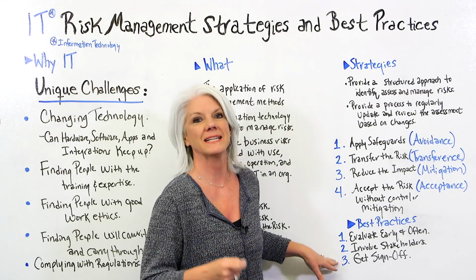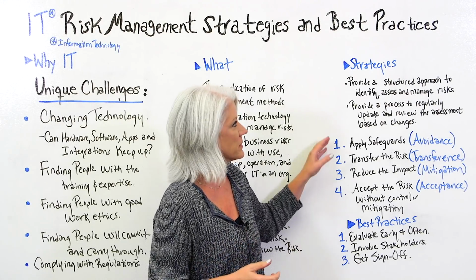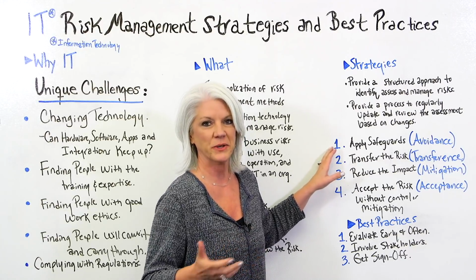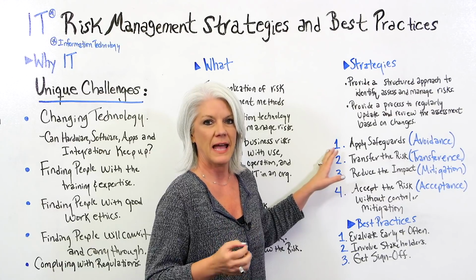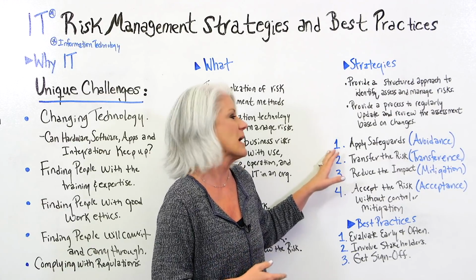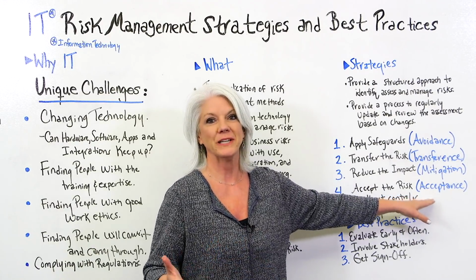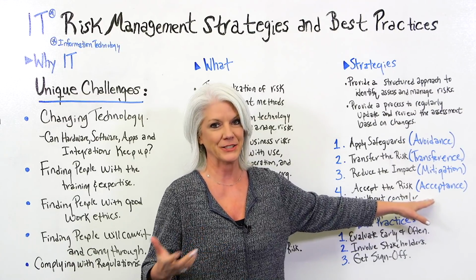The third one is get sign-off. So whatever strategy that is agreed upon, you want to be sure that the stakeholder, the owner, has sign-off in case it does happen, specifically if you agree to accept the risk and it does occur.